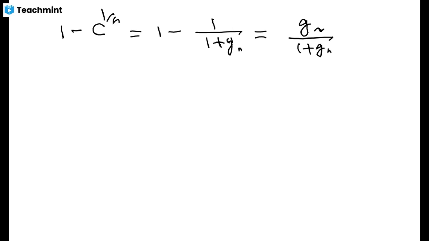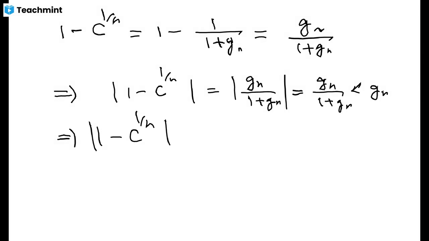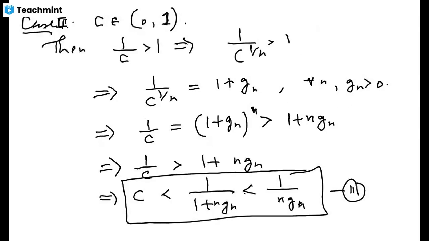And what do we have? Taking the modulus of this number, 1 minus c to power 1 by n is equal to mod of gn upon 1 plus gn. Since the denominator is a positive number, everything is positive there indeed, and I can drop it, and this is going to be less than gn. So what do I have? I have 1 minus c power 1 by n being less than gn, and this is true for every n. Now I have an estimate for this gn, and this estimate can be seen from equation 3. It is going to be less than 1 upon nc.